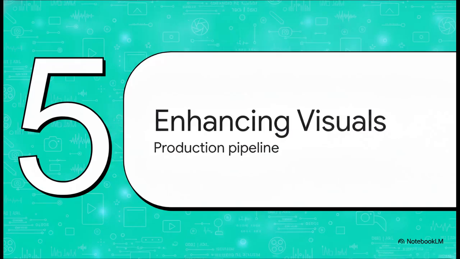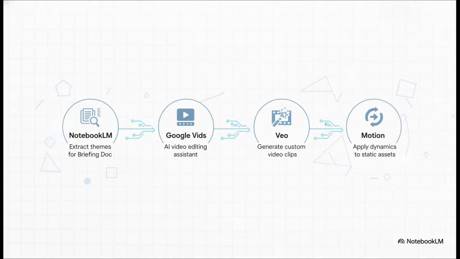And finally, Section 5, Enhancing your video visuals. Okay, you have the purpose, the story, and the visual identity. Now it's time for the end-to-end production pipeline. You can start by uploading your raw research into NotebookLM. Think of this tool as your brilliant AI researcher to extract core themes and build a comprehensive briefing doc. Then you bring that crystal-clear direction into Google Vids, which acts as your AI-powered editing assistant.